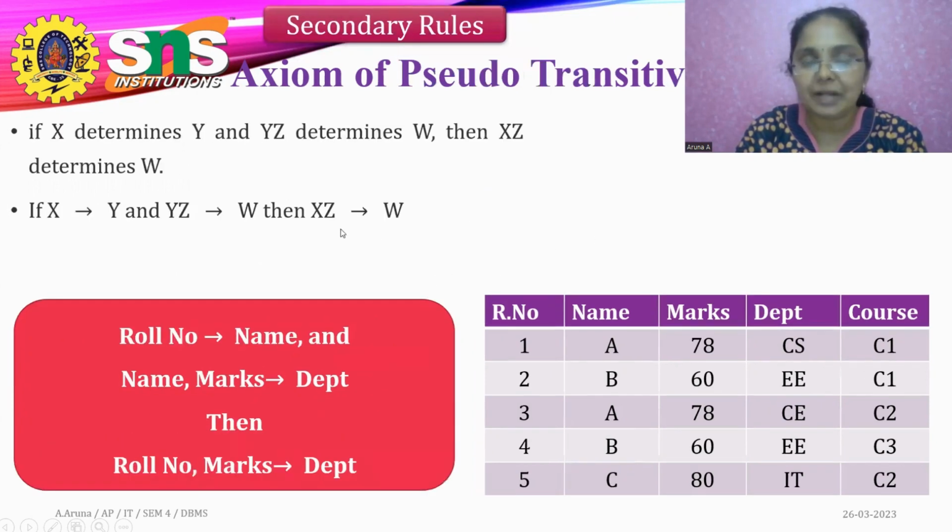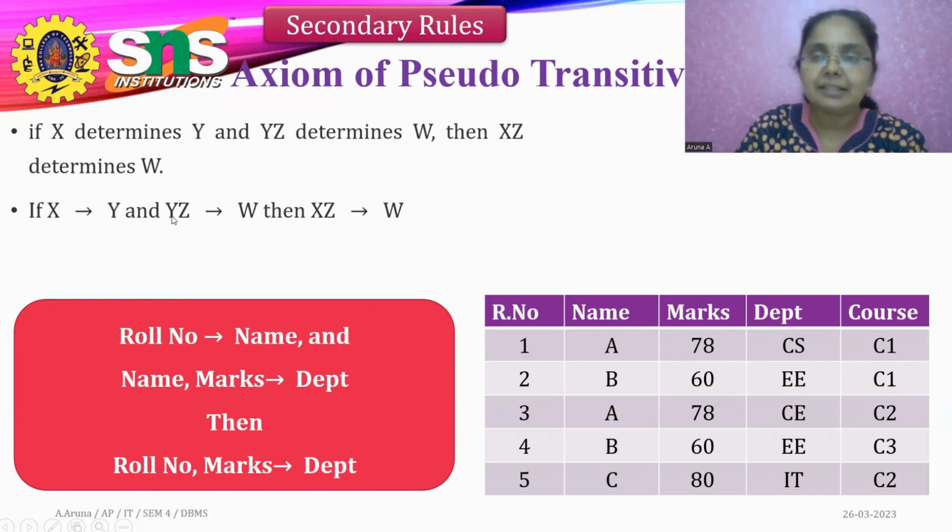The next thing is pseudo transitivity. Pseudo transitivity is nothing but: if X determines Y, and Y determines W, then we can say X also determines W. For example, the roll number can identify the name, and name and marks identify the department, so with roll number and marks, we can identify the department. So this deals with the left side of our part. That is, X determines Y and Y determines W, means X Z determines W.